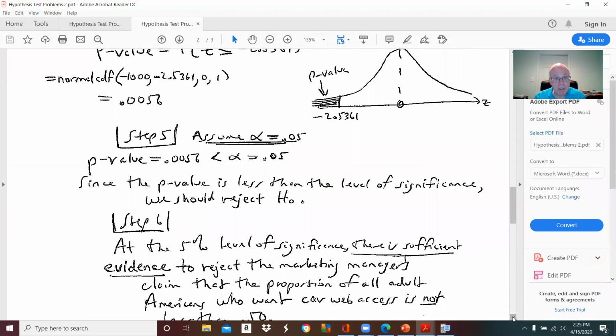Step 5, we're going to compare that to our alpha, and the problem didn't give us an alpha, but let's assume it's 0.05. This is well below alpha 0.05, so we're going to reject the null. And here's our conclusion.